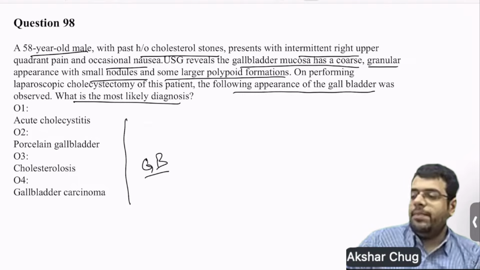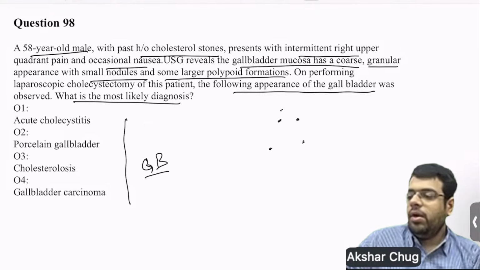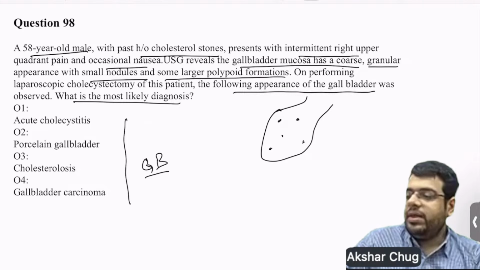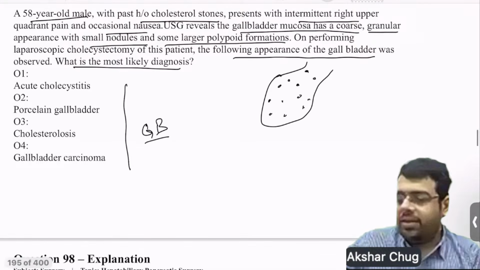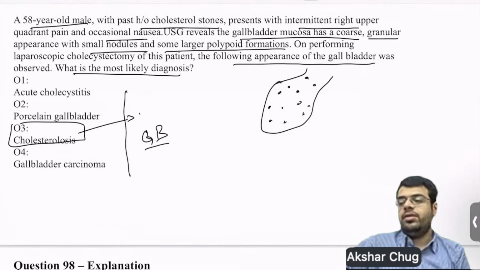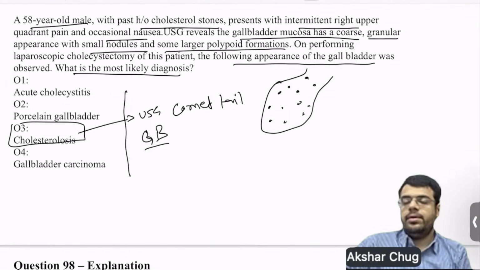So the image showed cholesterolosis, which is also known as a strawberry gallbladder. There would be these small granules embedded in the gallbladder wall. The answer over here would be cholesterolosis. Also, on the USG appearance, we will see a comet tail sign in cholesterolosis.